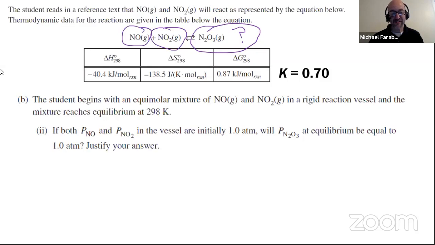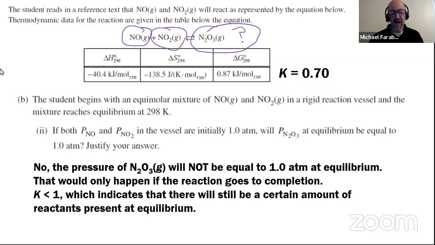That means that this reaction does not go to completion. The only way the pressure of the N2O3 would be 1 atmosphere at equilibrium is if the reaction went to completion. Since K is less than 1, this indicates that there will still be a certain amount of reactants present at equilibrium, so we disagree with that particular claim.